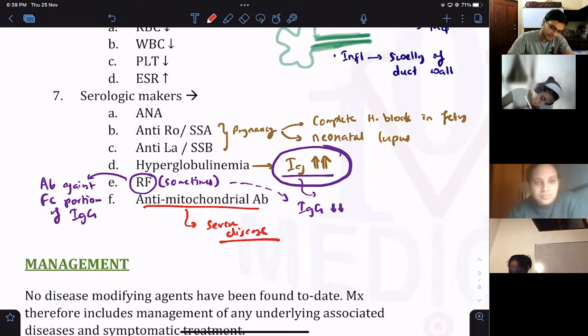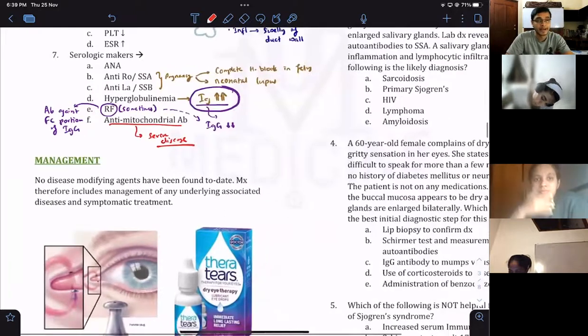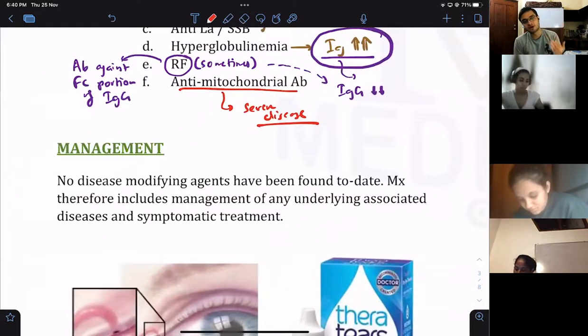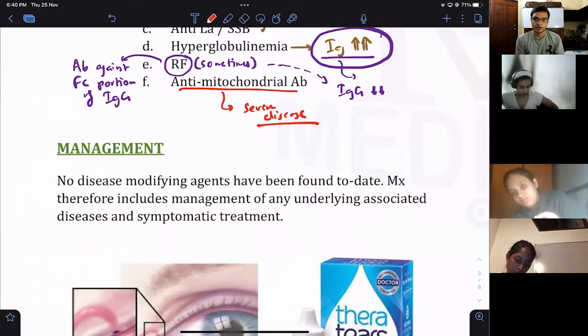Then, guys, finally, we come to the management. What can we do here? Read this sentence. There are no disease modifying agents up to date. Today. So it's up to you all. Maybe you all can someday discover one and call it your drug. Put your name in front of it.